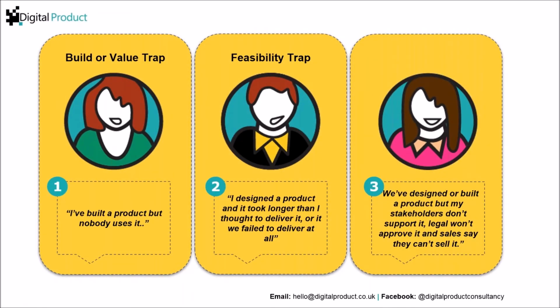Number three, we've designed or built a product, but our stakeholders don't support it. Legal won't sign it off. We can't afford to build and provision it, and sales say they simply can't sell it. So we've designed a product or even built it, but in some way our business is now telling us, they're screaming at us, we can't support this product, I'm afraid. Here we're describing the business viability trap.